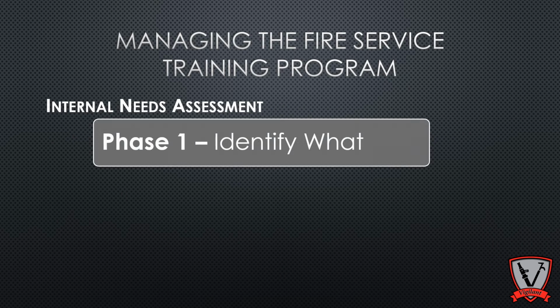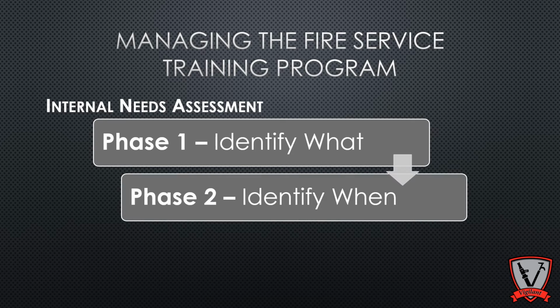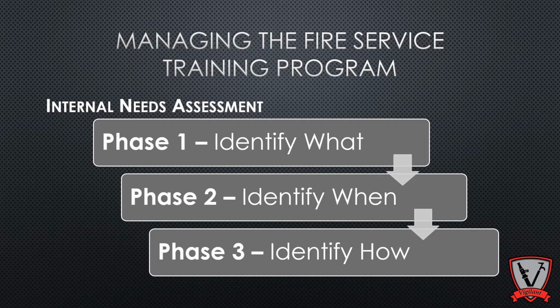Okay, so that internal needs assessment, we're going to break it up into 3 different phases. Phase 1 is going to identify the what. What is it that we do? What is it that we need? Phase 2, we're going to identify the when. When are we going to train? Okay, and then we're going to identify how are we going to train? What are the hows? What do we need to do?